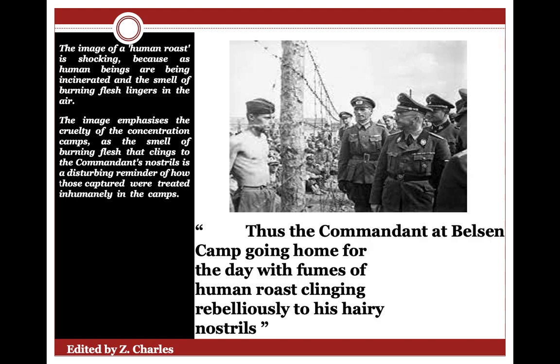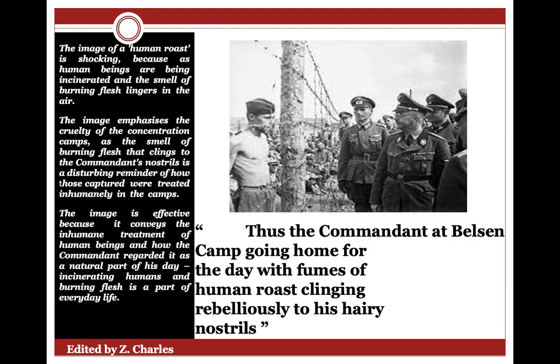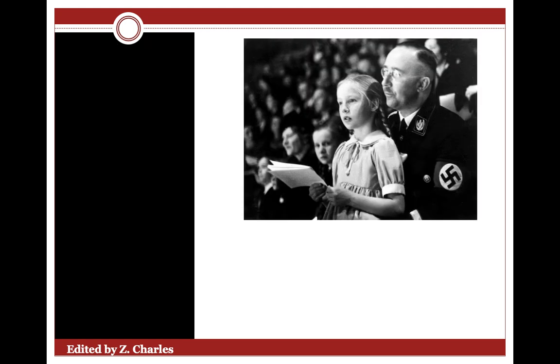So it's a bit of shock value again. But this image is also effective because it conveys the inhumane treatment of human beings and how the commandant regarded it as a natural part of his day. So remember, this guy that's burning these humans at the concentration camp, it's just seen as his job. He's just going there to do his thing and burning the people, and he goes home and forgets about what he did. It's a part of his everyday life.